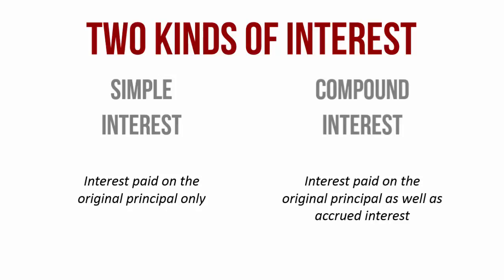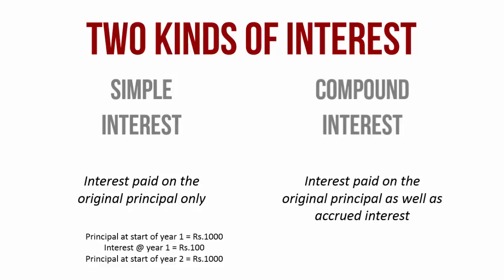What that means is, in the case of simple interest, if you invest a principal of 1000 rupees at the start of year 1, let's say the interest rate is 10%. So the interest at the end of year 1 shall be 100 rupees. At the start of year 2, your principal shall be 1000 rupees.